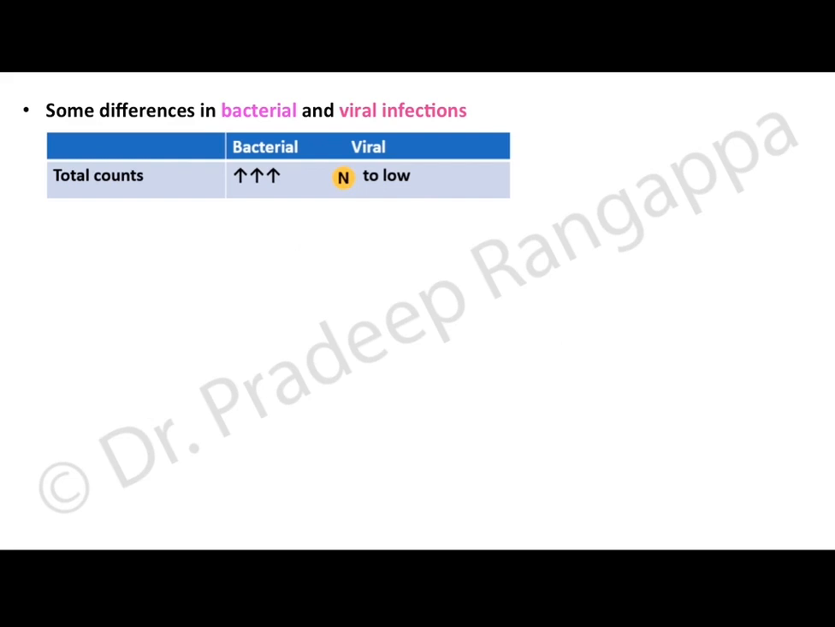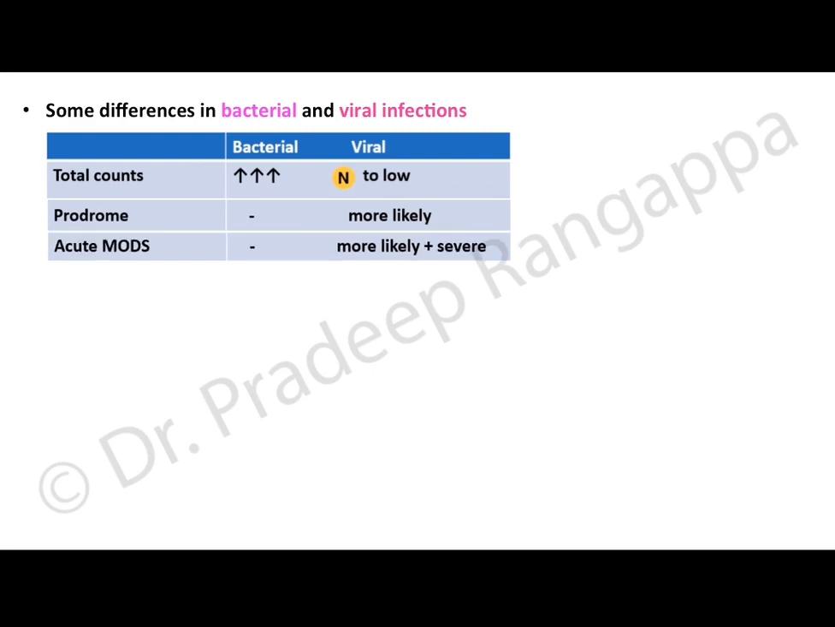So let us look one by one at what are the key differences between bacterial and viral infections. Some of the key differences: if you look at the total count, we all understand in bacterial infections total counts go up, but in viral it can be normal or it tends to be lower. That is something we need to know. Prodrome is more typical of viral. Like if you have flu or influenza or dengue, they tend to have a more severe prodrome than bacterial. Bacterial just manifests with whatever fever and other clinical symptoms and signs.